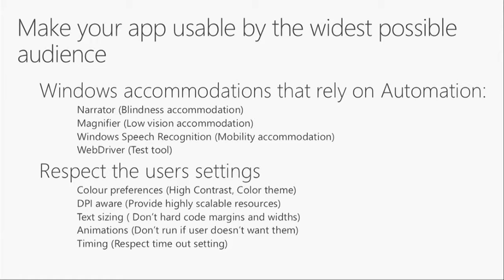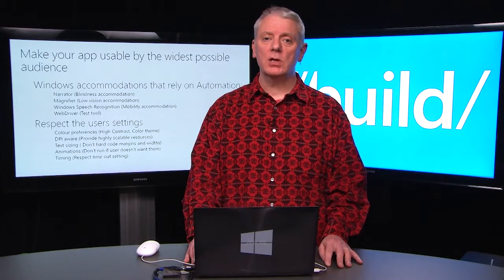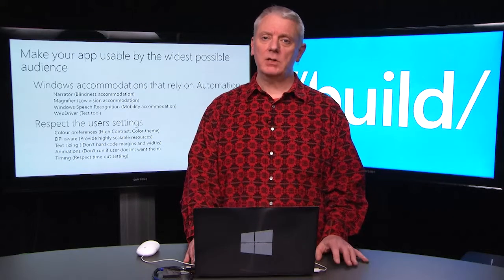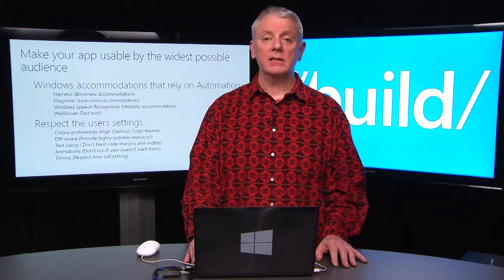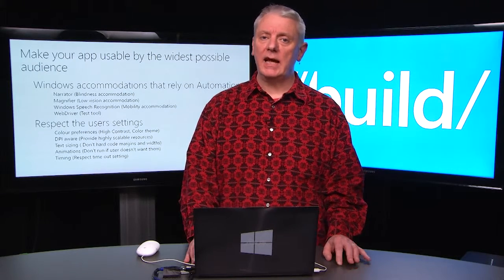The second class of thing that you need to take into account is respecting the user's settings. Windows has a large number of settings that users can tailor their environment to meet their particular needs. For example, we have settings for color and contrast issues. We have settings to make things bigger, both the default display and also for text sizing. We have settings for slowing things down to allow people a little more time to read transient UI, and also to suppress things like animations, which would be distracting for some people.